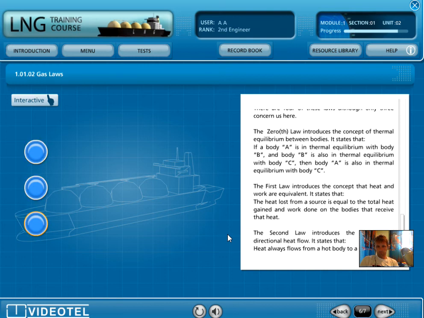The first law introduces the concept that heat and work are equivalent. It states that the heat lost from a source is equal to the total heat gained and work done on the bodies that receive that heat. The second law introduces the concept of directional heat flow. It states that heat always flows from a hot body to a cooler one.